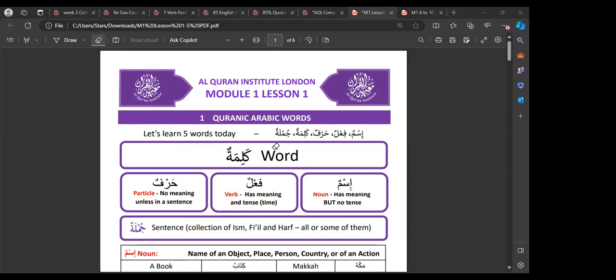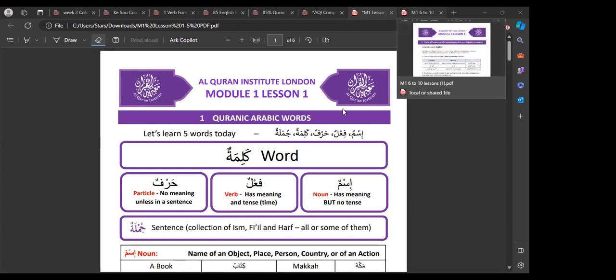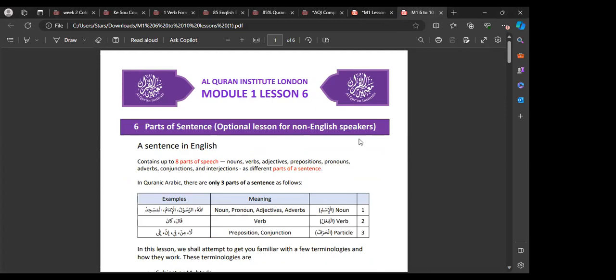So we're going to give you a little bit more detail about sentences. And first, we are going to do this in English. So today's going to be an English lesson in the beginning. So I'm going to switch over to lesson 6.